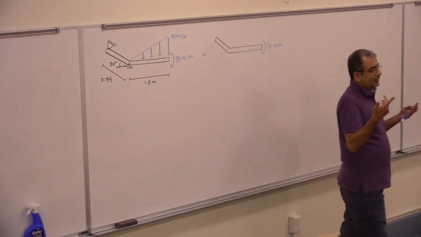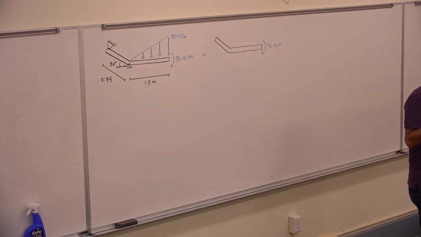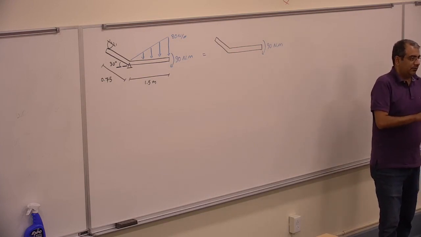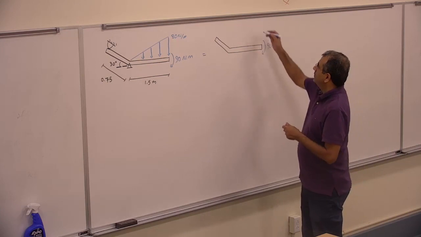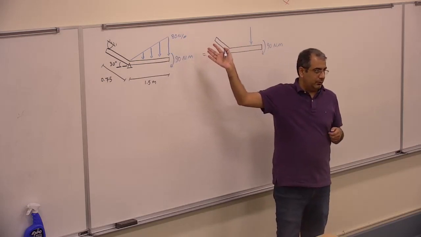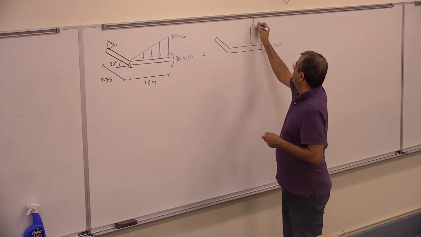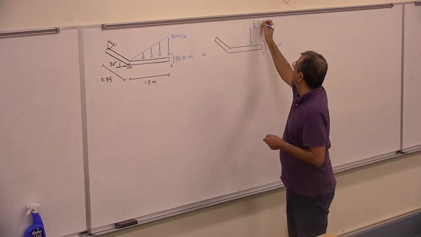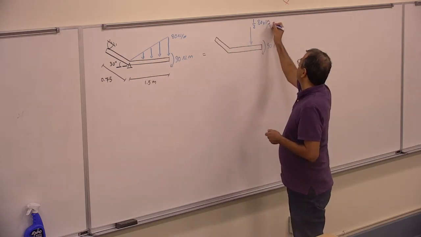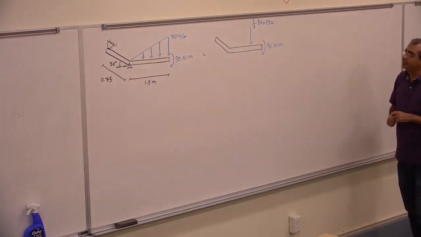distributed load. We cannot work with a distributed load. We have to replace it with a single load. So we need to know its magnitude and its location. Its magnitude is how much? The magnitude is the area under the load or the curve. So the area of that triangle is half of 80 times this length, which is 1.4. Right?